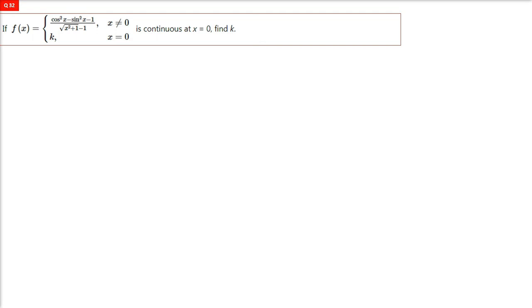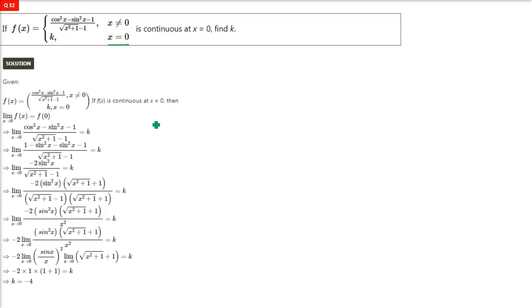Now this is (cos square x minus sin square x minus 1) divided by (under root x square plus 1 minus 1) when x is not equal to 0, and when x equals 0, it is k. Whatever continuity we have to find out at x equal to 0, we will find the limit, and the limit has to be equated to k. So essentially you only have to find the limit, and that value will be equal to k. If you are well versed with finding limits, all these questions are for you.